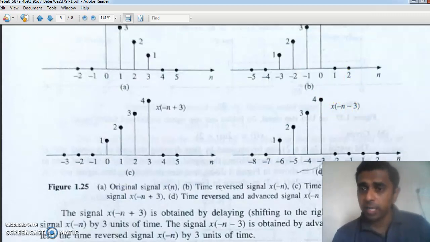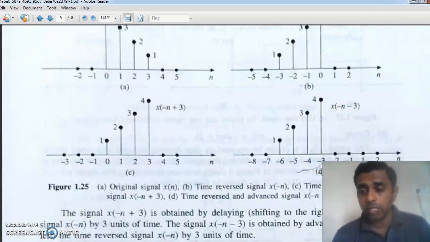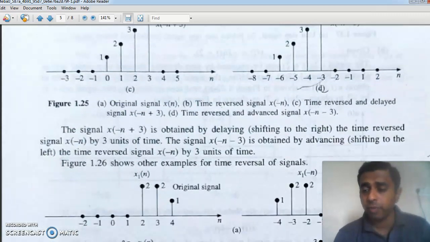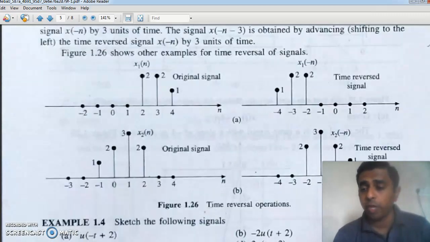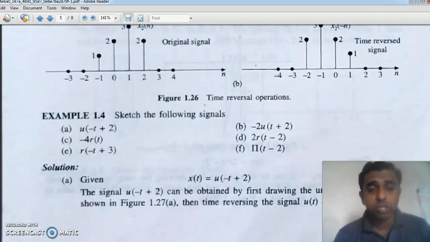So this signal starts at n is equal to 0. Now this signal x of n minus 3 starts at n is equal to minus 3. So that is the time reversal. It is a very important operation, and that will come into the picture when we learn about convolution. So these are some examples. You have to sketch those signals.